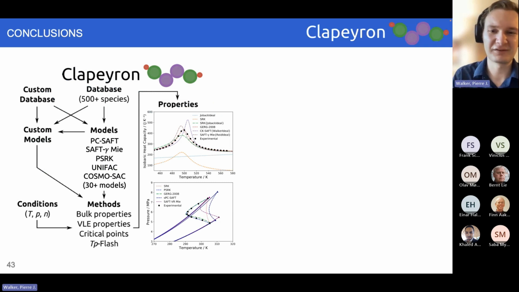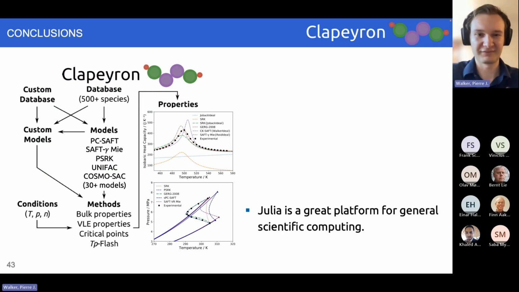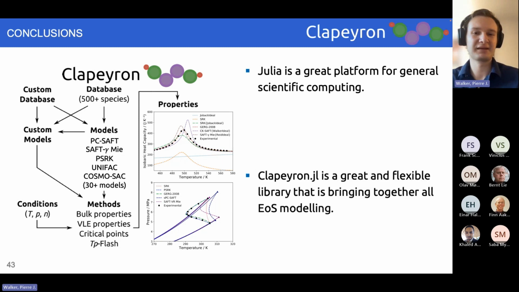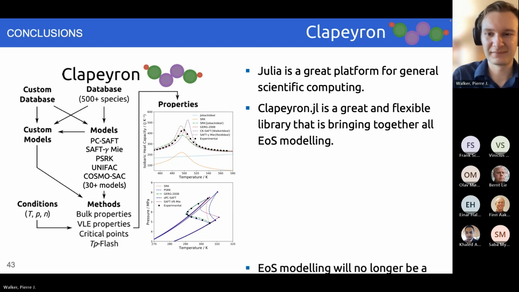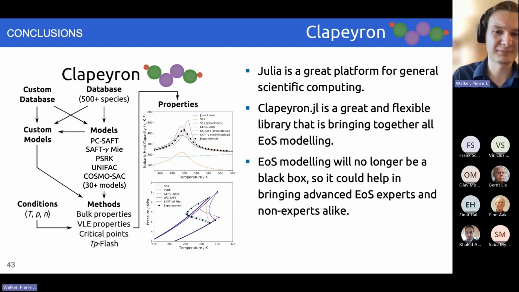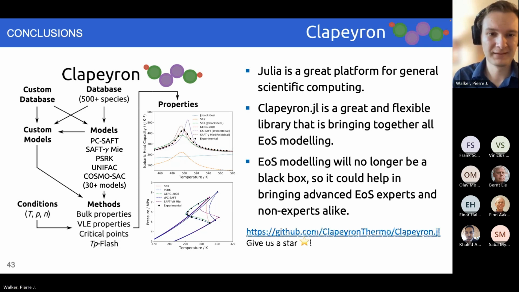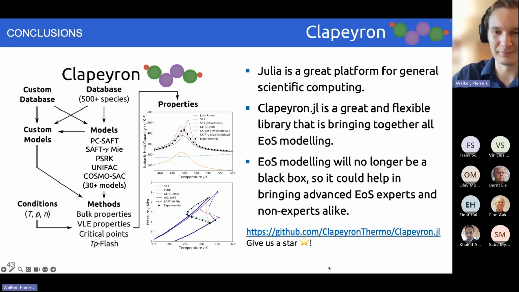Overall, we have found Julia to have been an amazing platform for scientific computing. Clapeyron has now become a very mature and flexible library that is bringing together all equation of state modeling, and we are glad that it has helped remove the previous black box nature of equations of state, making it accessible to expert and non-experts alike. I provided here the link for people who might be interested.